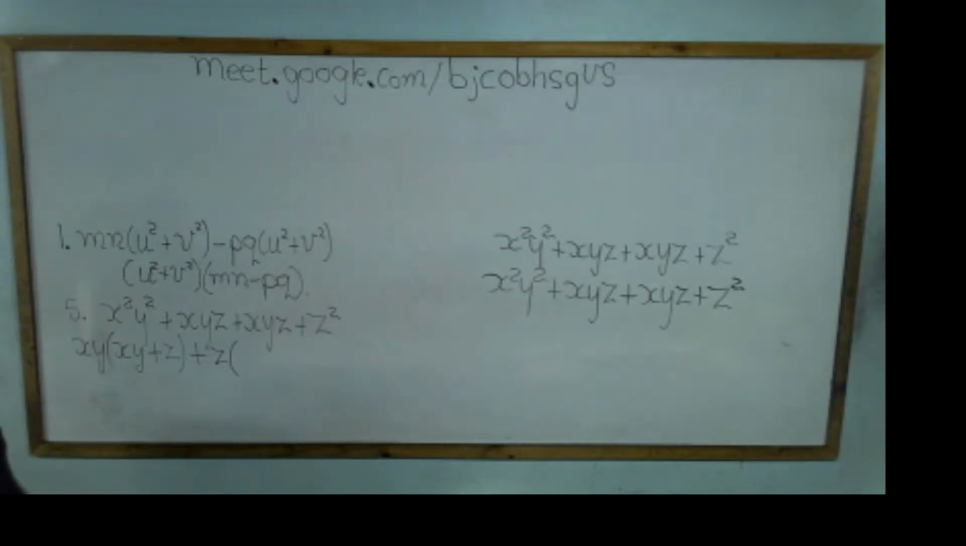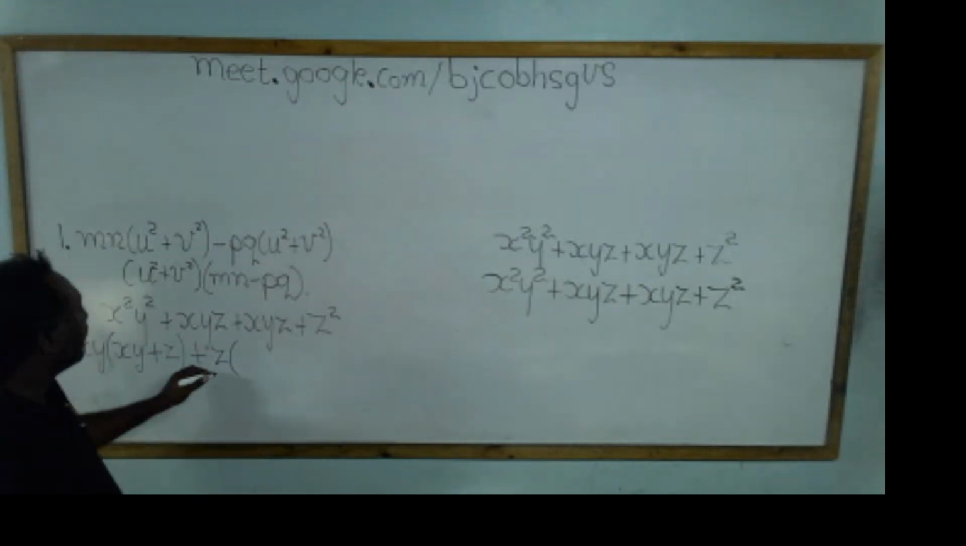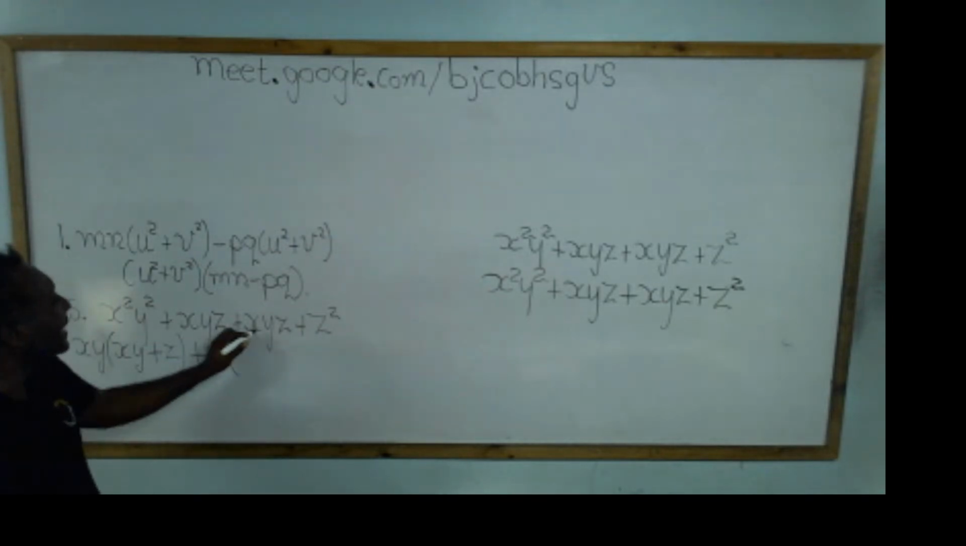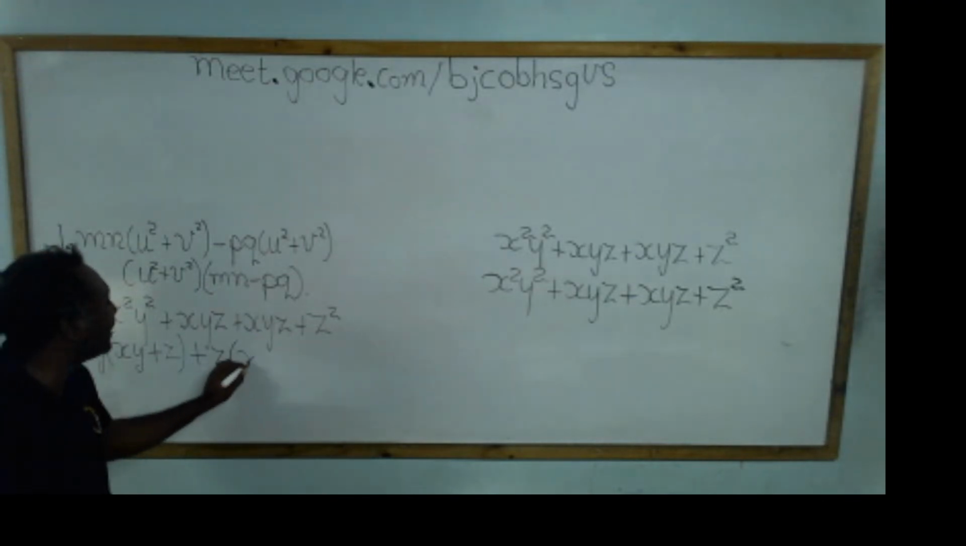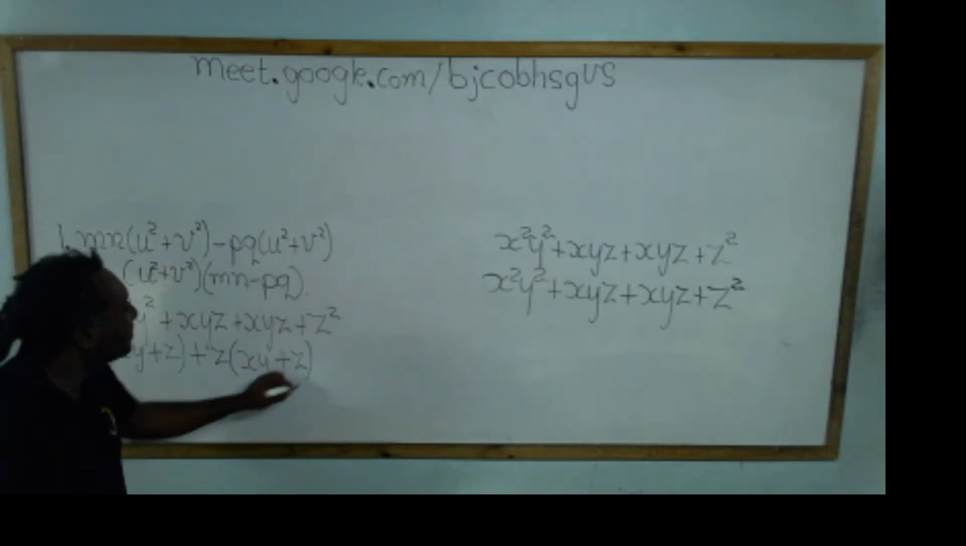Then of course, do not forget that we are with the second pair. What do we say? z into xyz: the z will cancel the z, all that will be left is the xy. And finally, z into z squared is z.